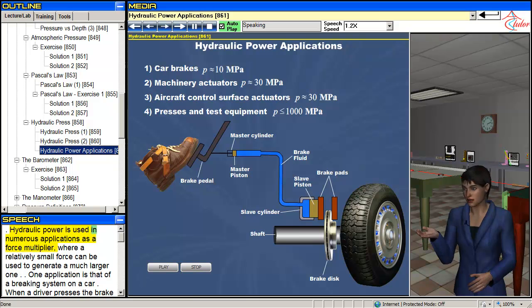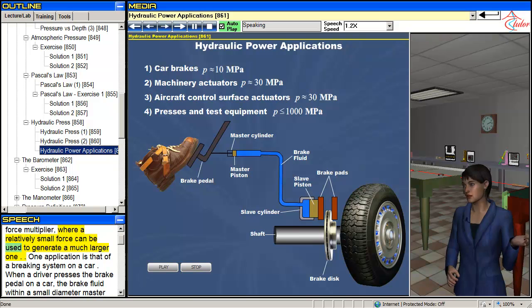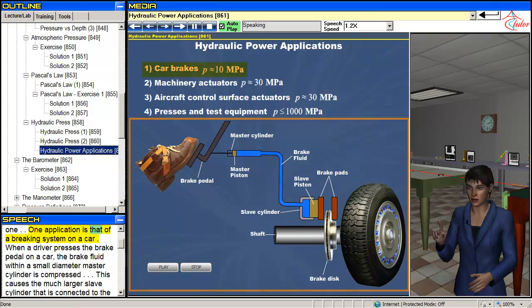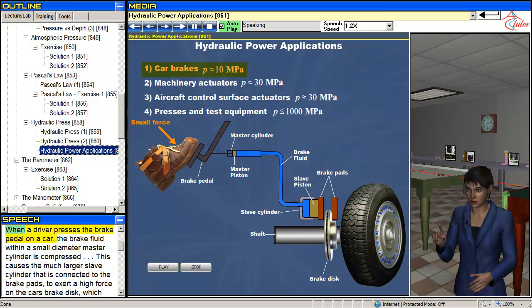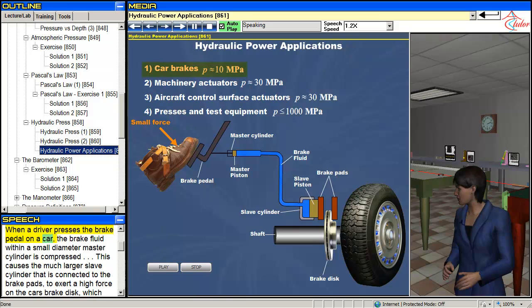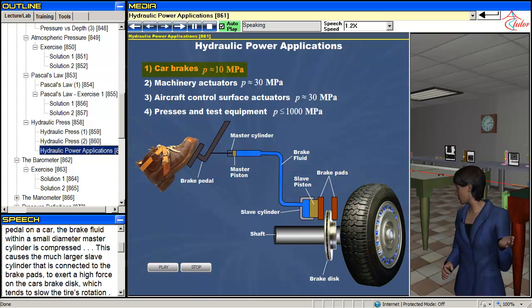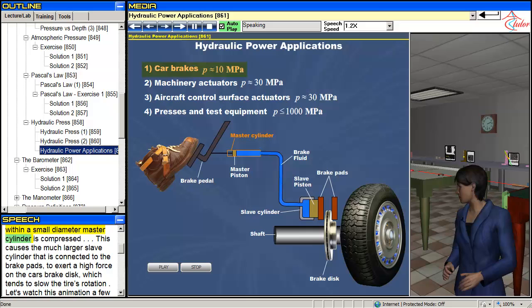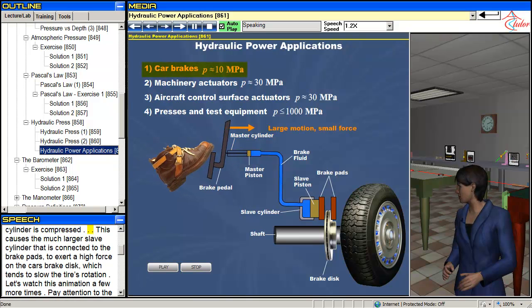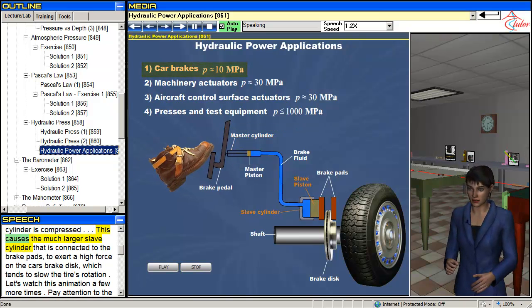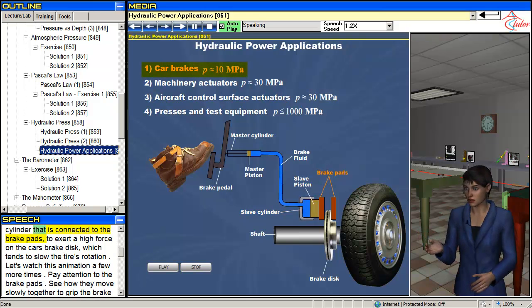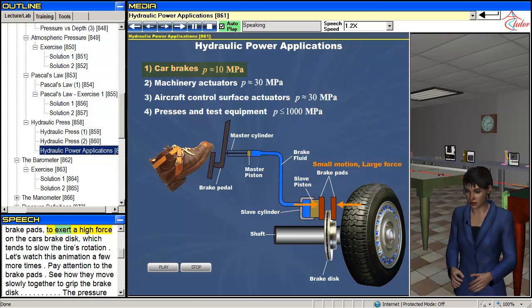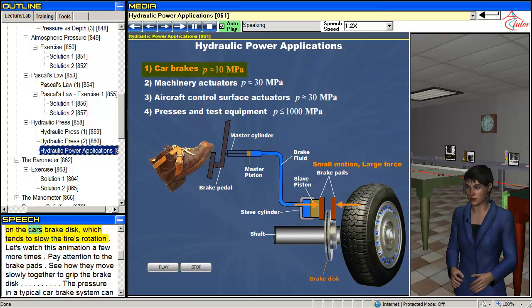Hydraulic power is used in numerous applications as a force multiplier, where a relatively small force can be used to generate a much larger one. One application is that of a braking system on a car. When a driver presses the brake pedal on a car, the brake fluid within a small diameter master cylinder is compressed. This causes the much larger slave cylinder that is connected to the brake pads to exert the high force on the car's brake disc, which tends to slow the tire's rotation.